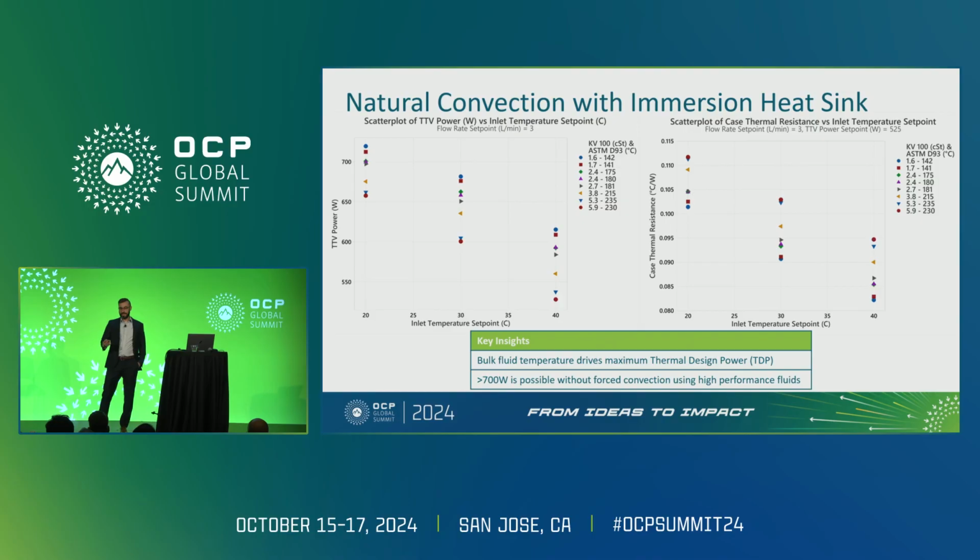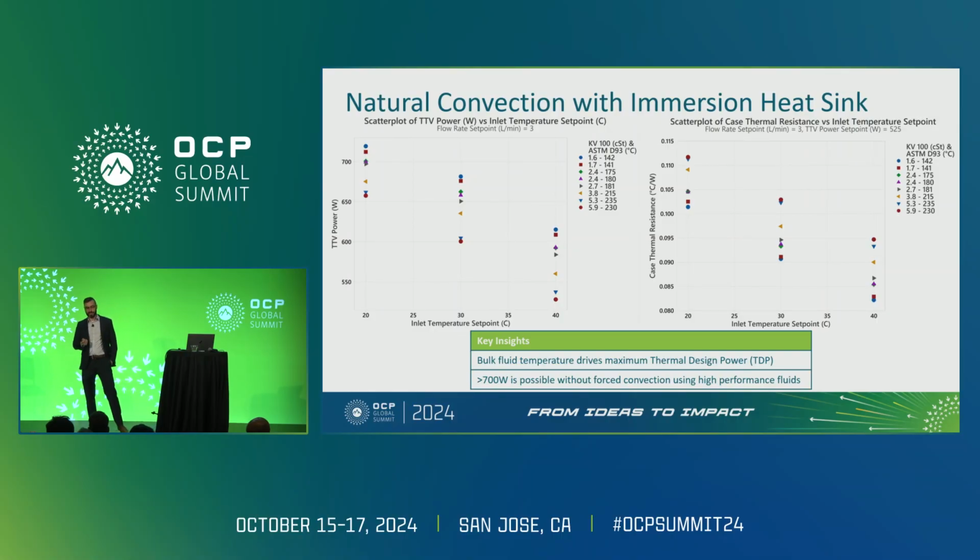Again, we see that impact of the high viscosity fluids and their lower performance. It's by no means a red flag for immersion, right? 650 watts is still a tremendous result. But we also do see that temperature is king. The lower temperature that you can operate the fluid at, the more performance you're going to get.